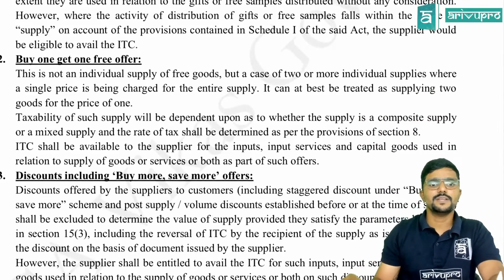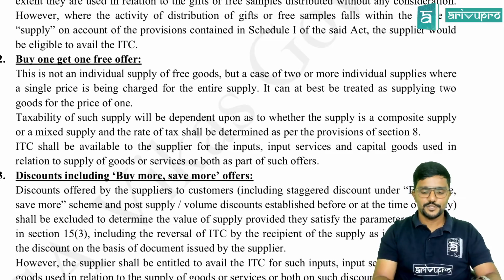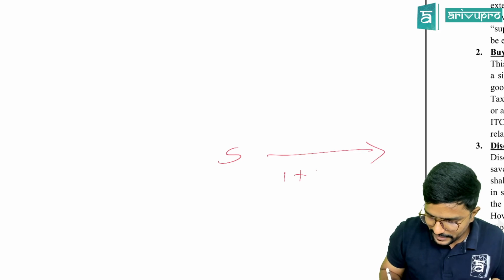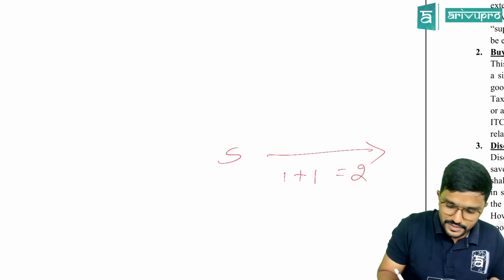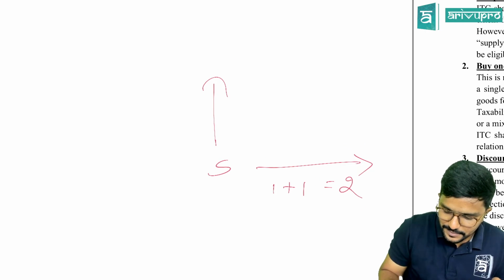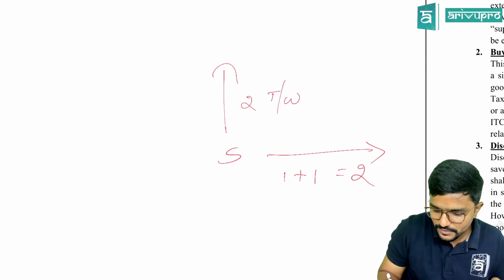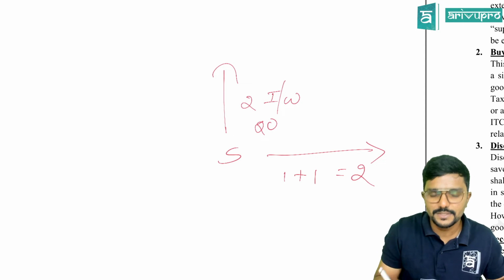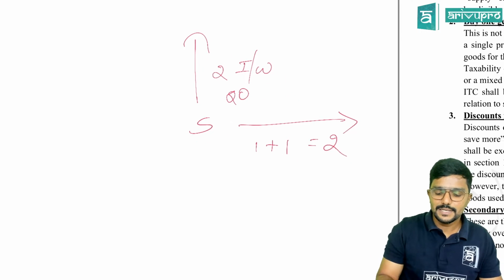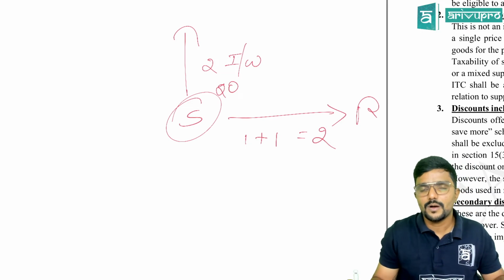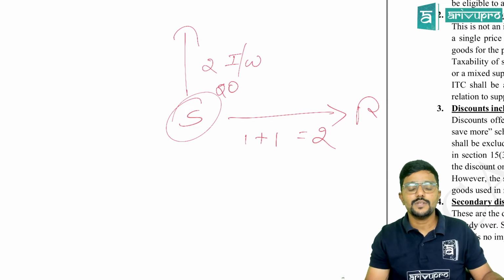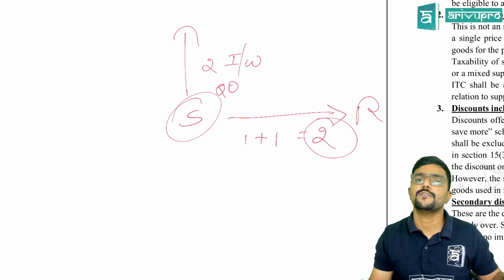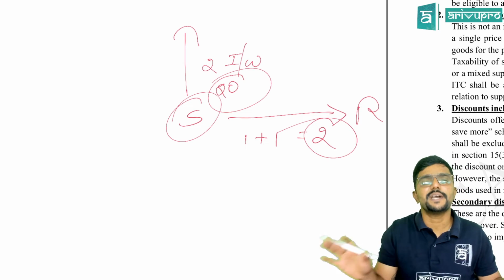Next, buy one, get one free offer. Now, assume I am the supplier. I am supplying 1 + 1. Buy one, get one free. So obviously the supplier has purchased 2 items. So inward supply is 2 items. On both, he has paid, assume 20 rupees tax, 10 rupees each. Now, he has supplied this to the recipient on buy one, get one free offer. Now the question is, can he claim the credit on both things or only one? He can claim credit for both. That is full 20 rupees credit he can claim.